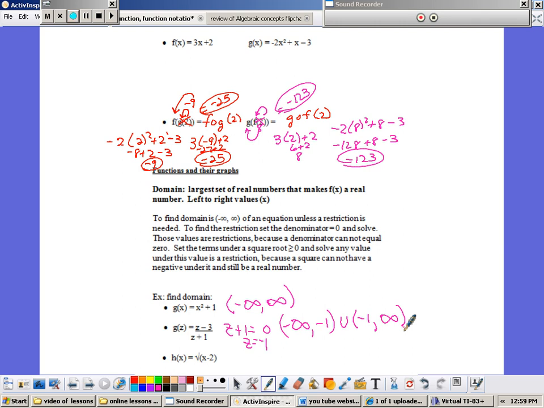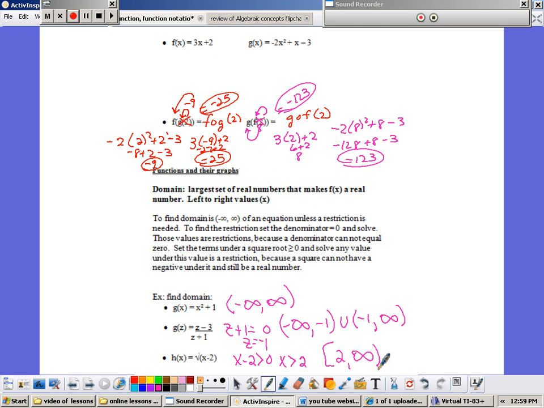H of x has a square root. If you have a square root, you take the radicand, which is the number under it, and make it greater than 0. So x has to be greater than 2, which means that it starts at 2 and goes to infinity for its domain. Now remember, domain is always negative infinity to infinity unless you have a denominator with a variable in it. If you do, you set that denominator equal to 0, and it tells you where your asymptotes are, where you jump, where your domain is split.